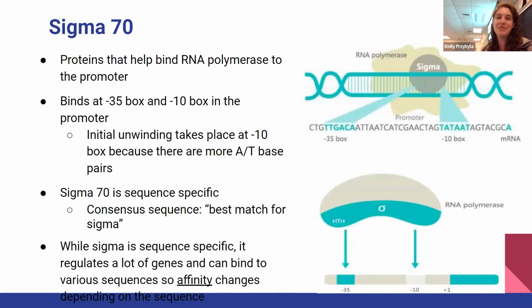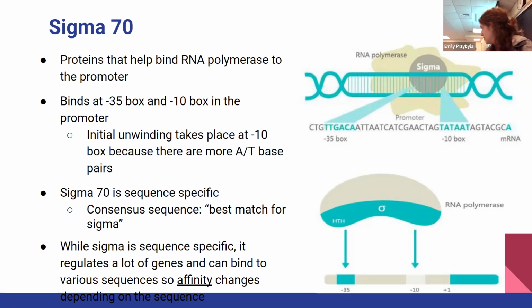Sigma 70. Look at that. Sigma 70. It's almost like I made these slides. So sigma 70 is my little lima bean, and the sigma 70s are proteins that help bind RNA polymerase to the promoter. Remember, sigmas are in prokaryotes. So this binds at the negative 35 box and the negative 10 box. So one would be where we actually start transcription. Negative 10 would be 10 nucleotides back. Negative 35 would be 35 nucleotides back. These places have more A and T base pairs because A and T base pairs only have two bonds, while C and Gs have three bonds. So they're easier to break.